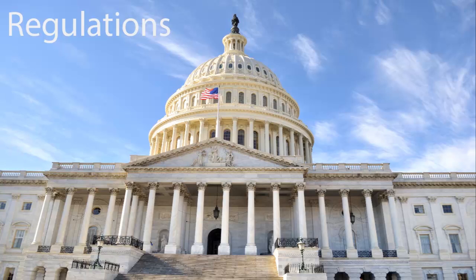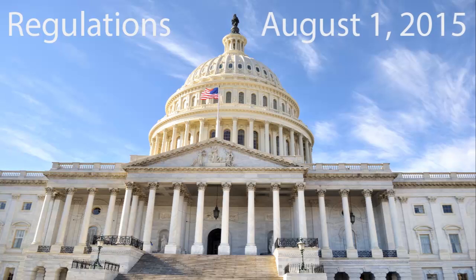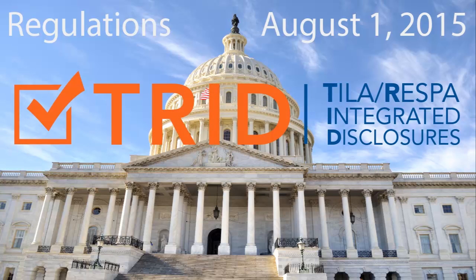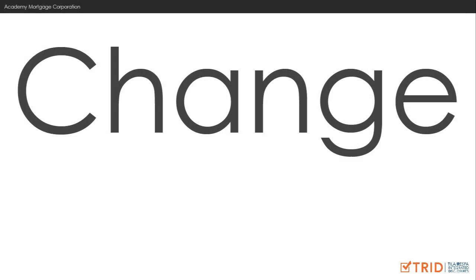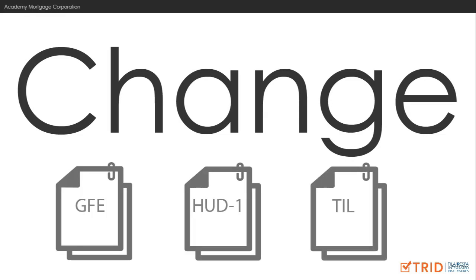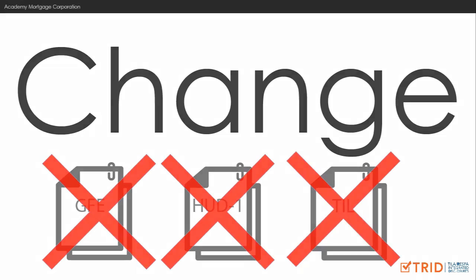In fact, some of the biggest changes in recent history will be effective for mortgage applications taken on or after August 1st, 2015. The CFPB has published revisions to TILA and RESPA that are being affectionately referred to as TRID, TILA-RESPA Integrated Disclosures. There are lots of changes, but the biggest one is that the GFE, HUD-1, and TIL forms, with just a few exceptions, will no longer be used.